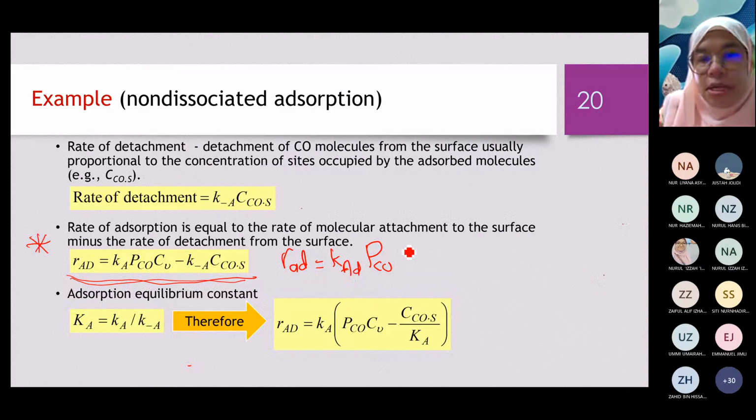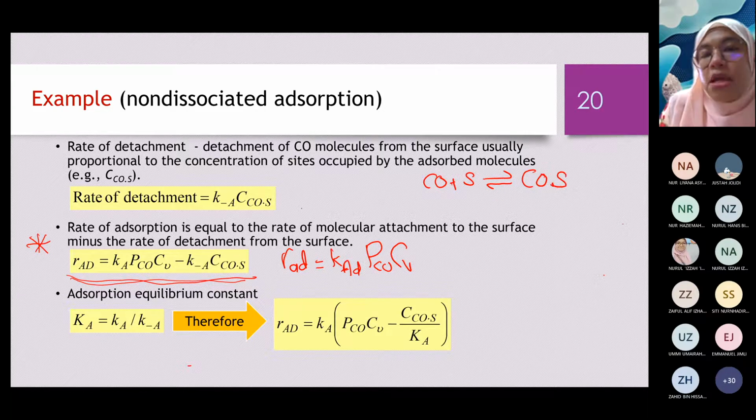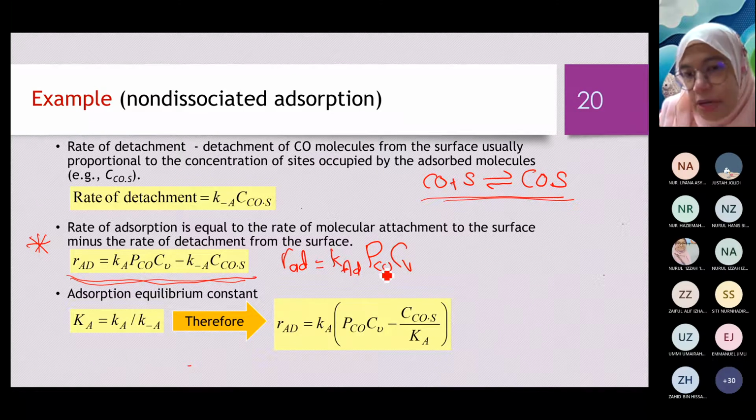Okay, continue. PCO, CV. Where does this come from? Okay, from the previous equation. Let me write it again: CO plus S, reversible reaction, CO·S. Okay, so from here, based on this equation, RAD equals KAD, PCO. CO here, we write in terms of its partial pressure, PCO. Vacant site, CV. Okay, minus the reverse reaction, K_AD. Or, to make it easier, just write it as K1 or K2, K forward, K backward. Easier.